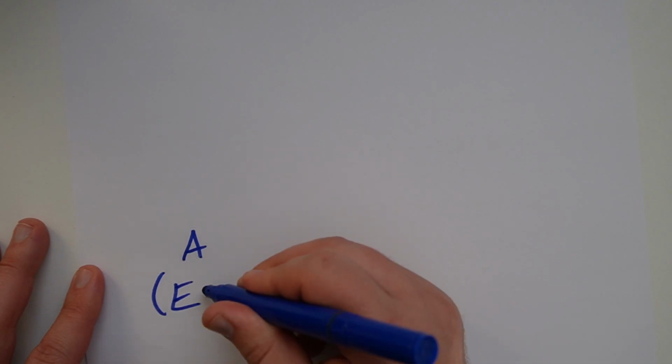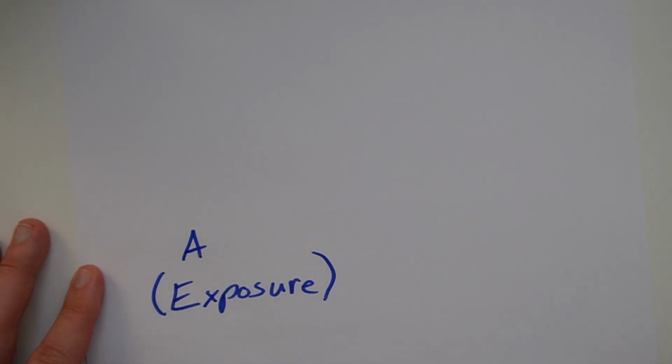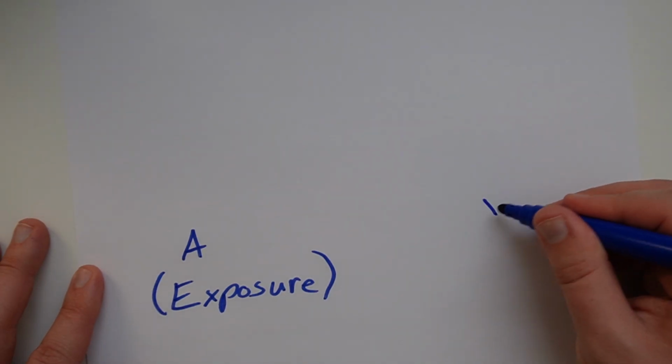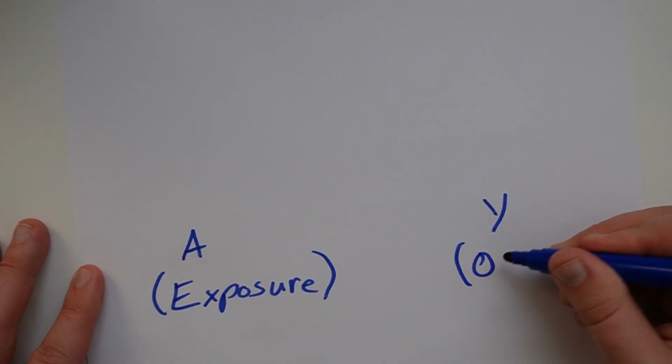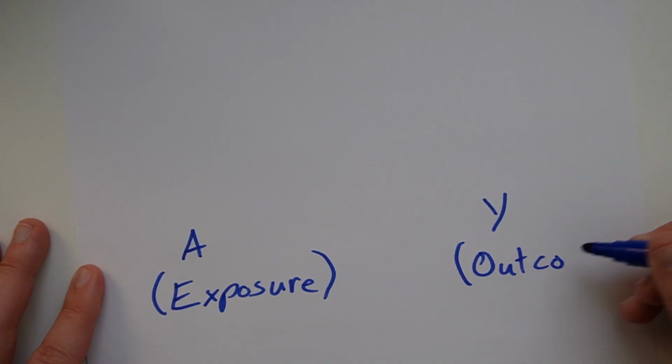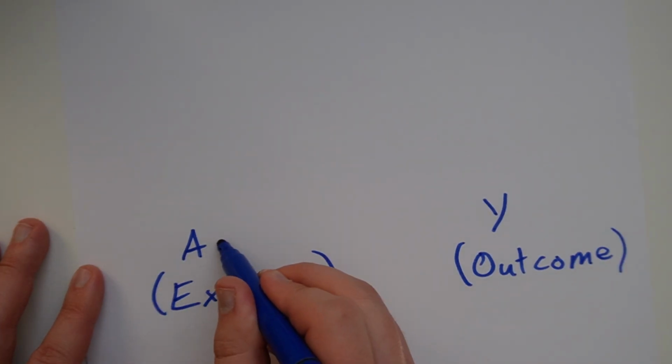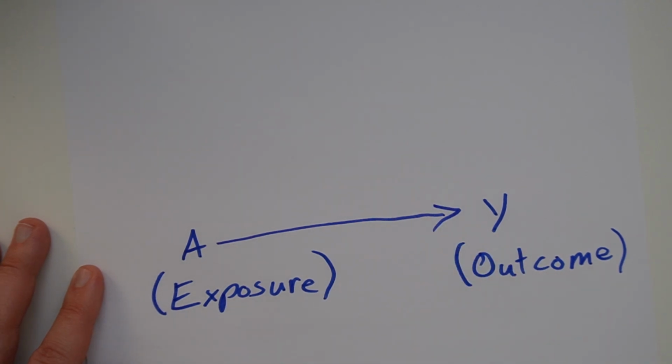So if we have the letter A, which we use to represent an exposure of interest, and we want to see how that relates to Y, which is an outcome of interest. So maybe it might be like patients who received a particular treatment will be healthier. So the exposure is treatment and the outcome is health status or something like that.